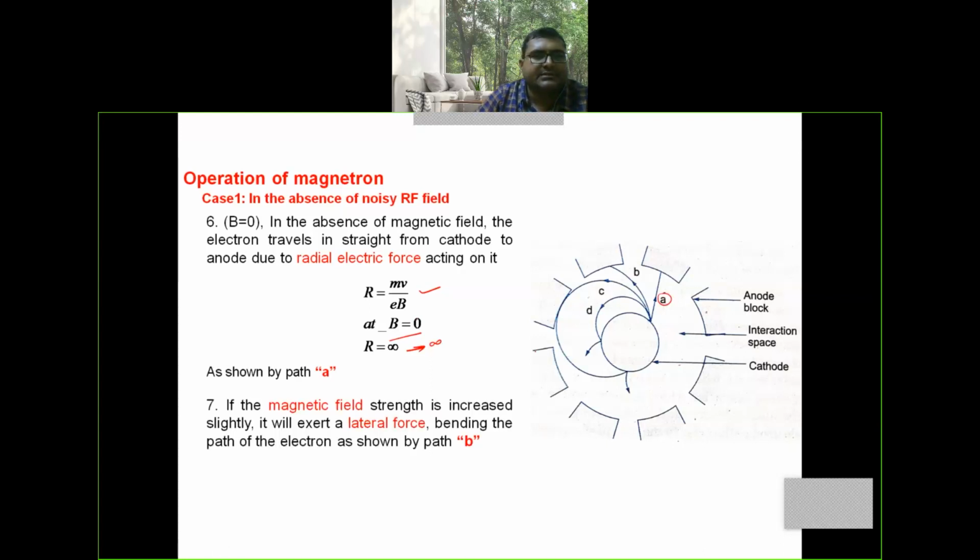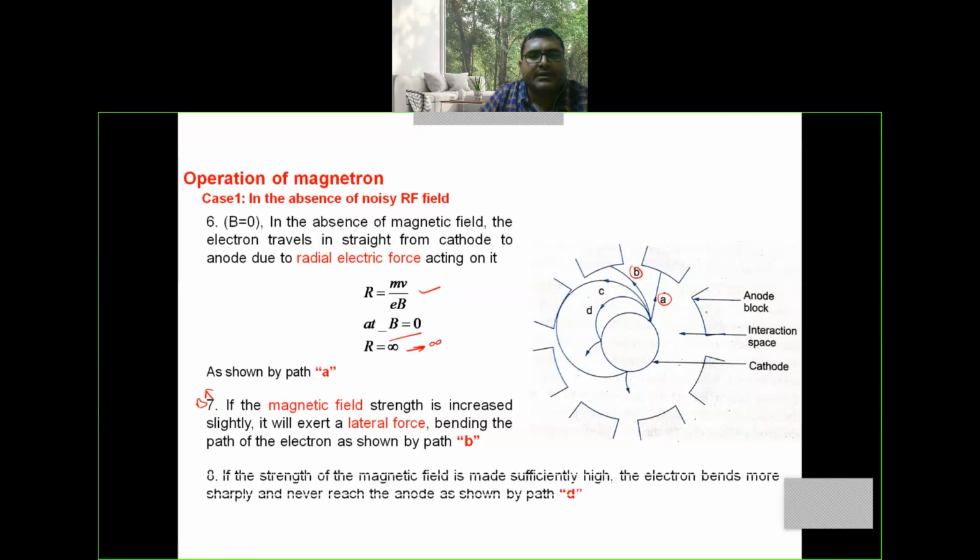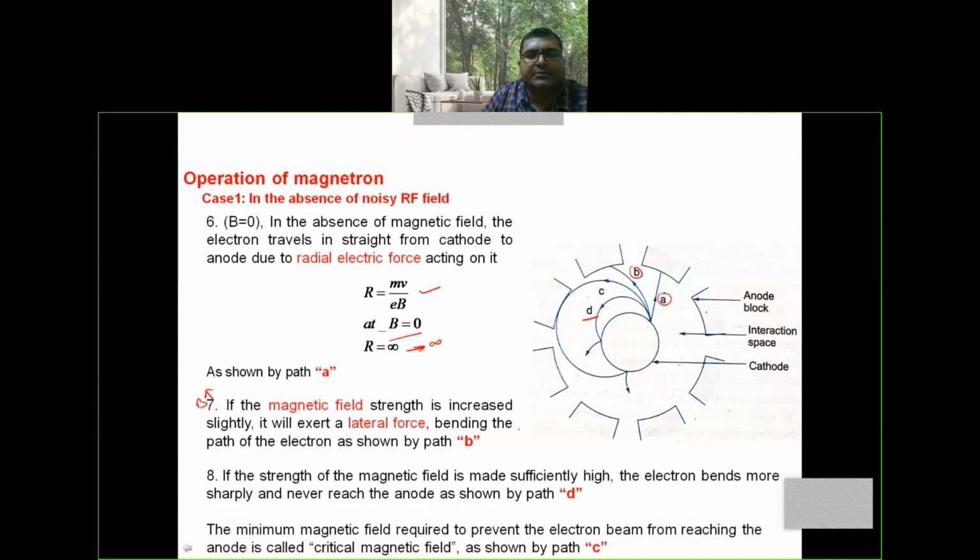If the magnetic field strength is increased slightly, it will exert a lateral force bending the path of the electron as shown by path B. If the strength of the magnetic field is made sufficiently high, the electron bends more sharply and never reaches the anode as shown by path D. The minimum magnetic field required to prevent the electron beam from reaching the anode is called the critical magnetic field, that is shown by path C.